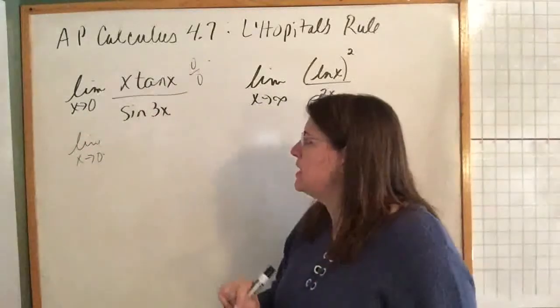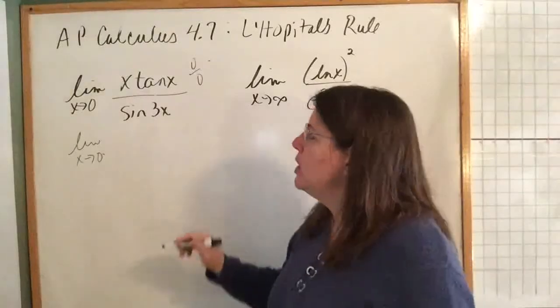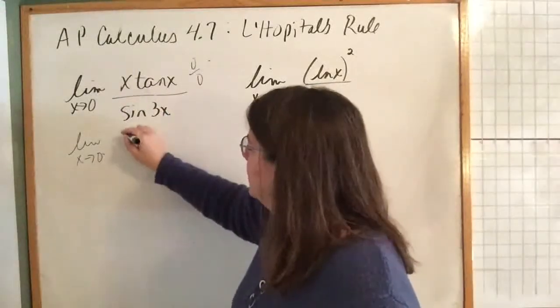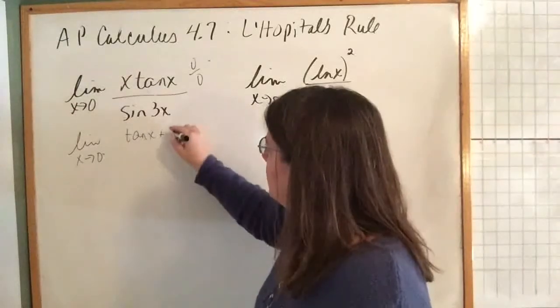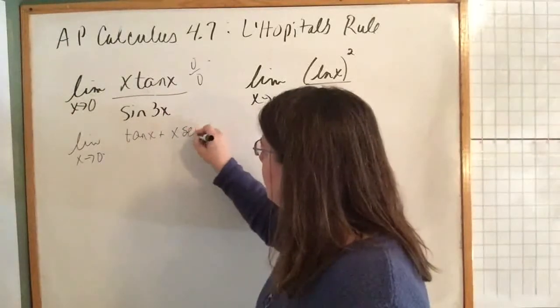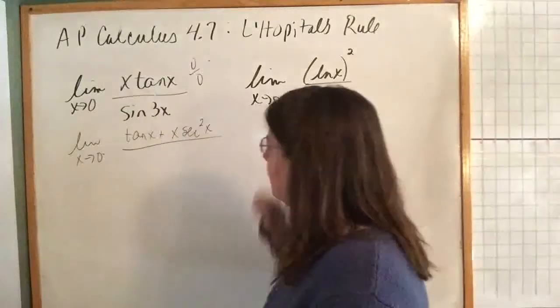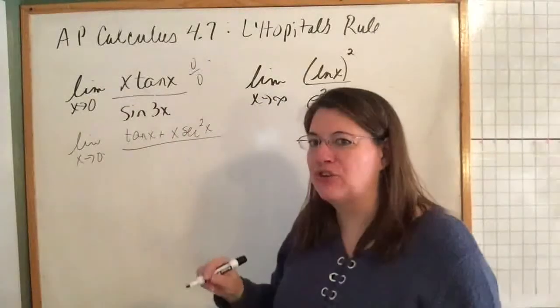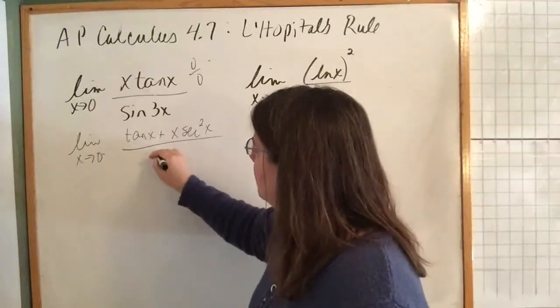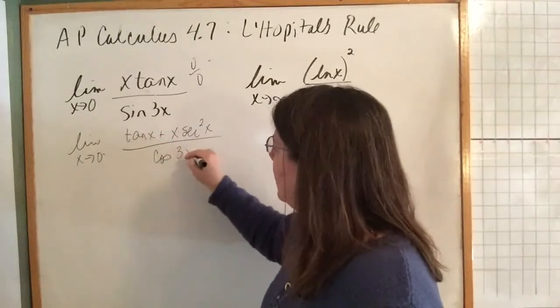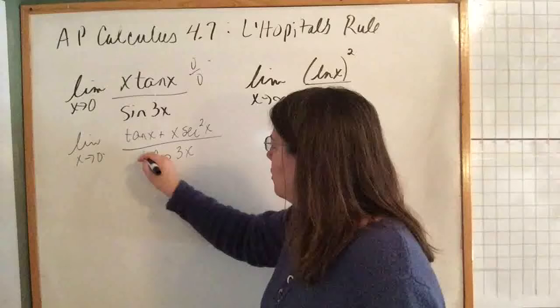The derivative of the top, I'm going to have to use the product rule. So the derivative of the first thing would be 1 times the original second, plus the original first times the derivative of the second, which would be secant squared x. Derivative of tangent is secant squared. And then the derivative of the bottom: derivative of sine is cosine, so we've got cosine 3x times the derivative of the angle part, which is 3.